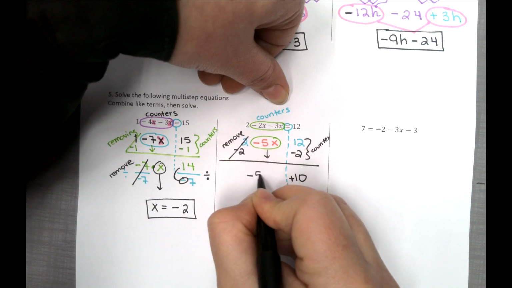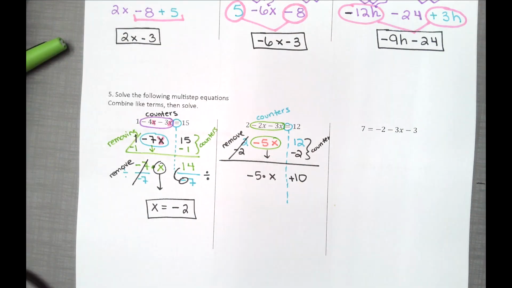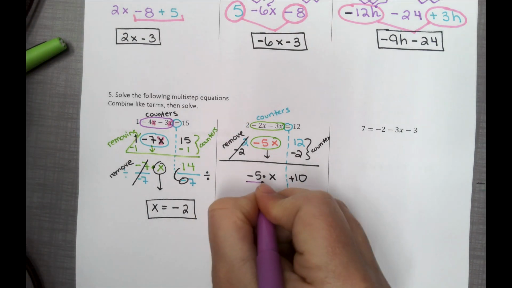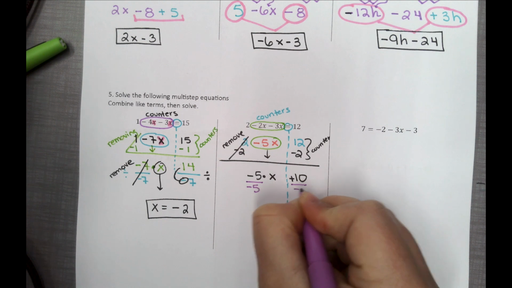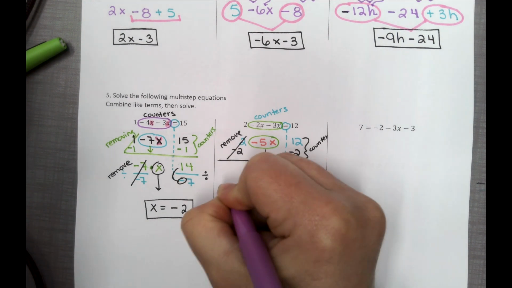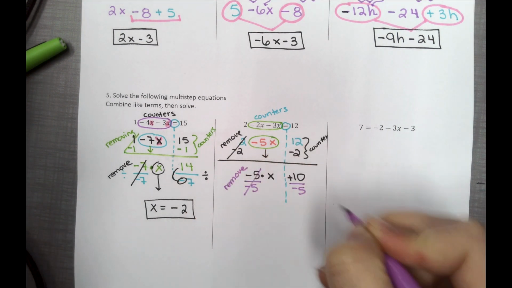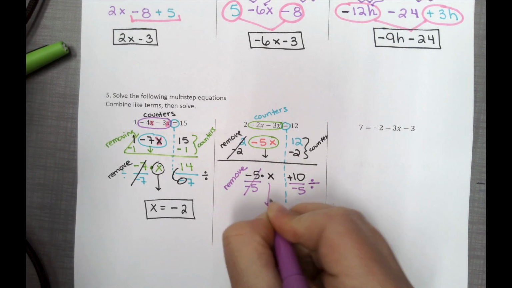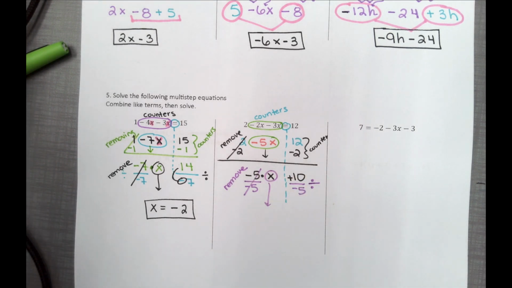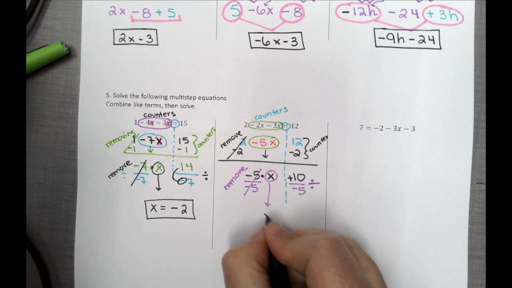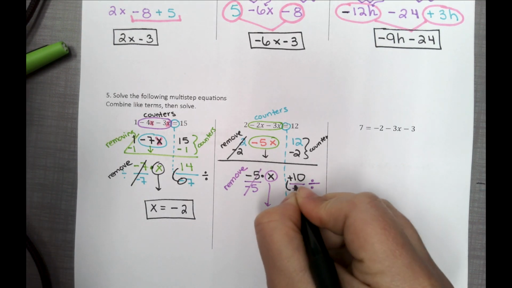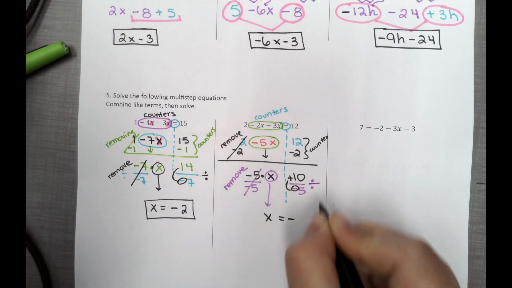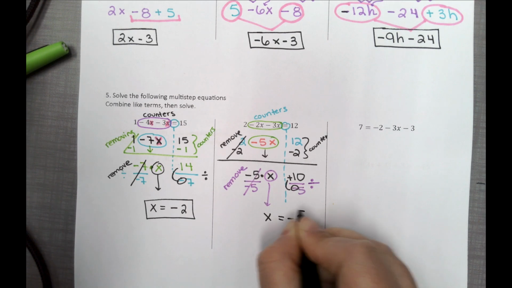Bring down this -5 times x, and again, our task here is to divide. We are removing this -5 by dividing by -5. So on one side we are removing, on the other side we are dividing. Bring down your x, and we have x equals, same or different? Different. One's a plus, one's a minus. 10 divided by 5 is 2.